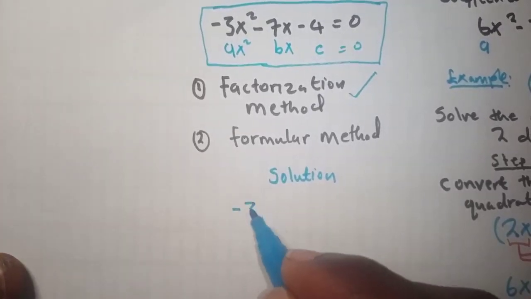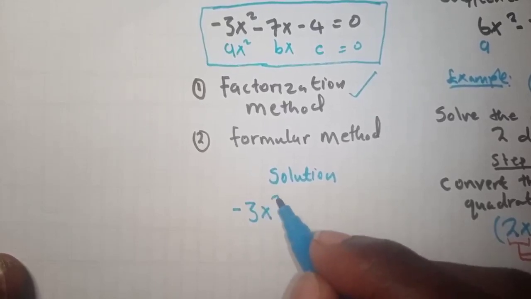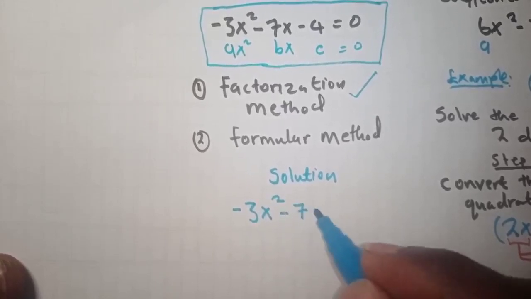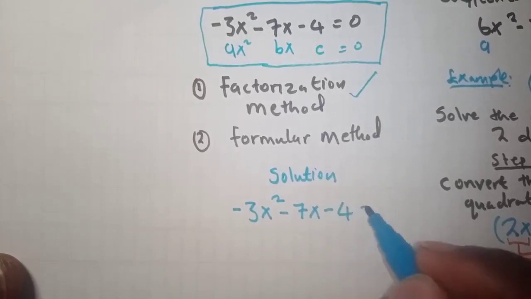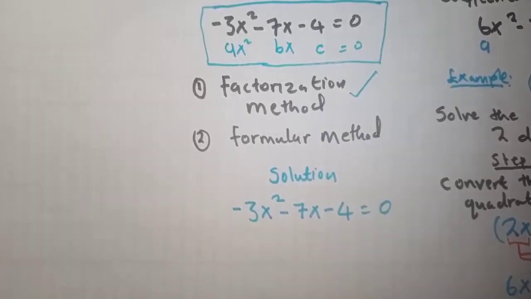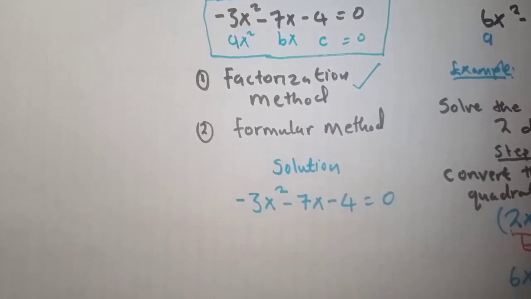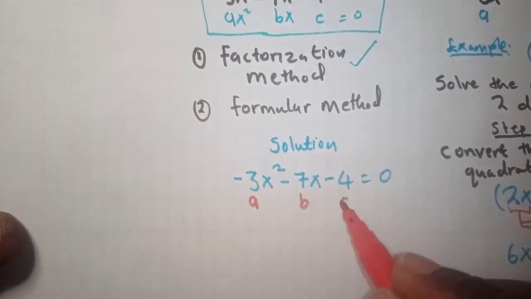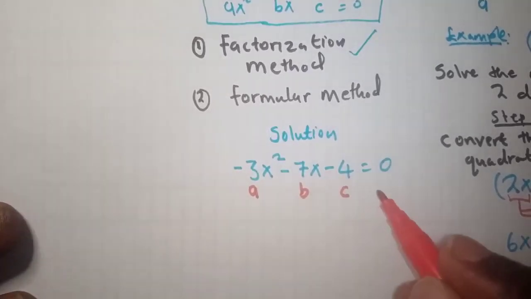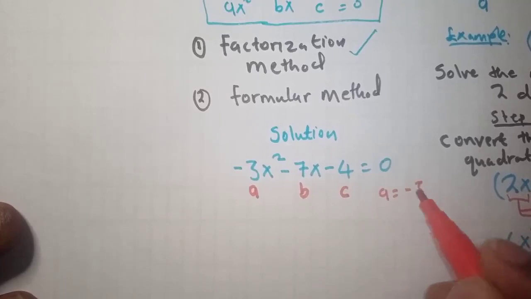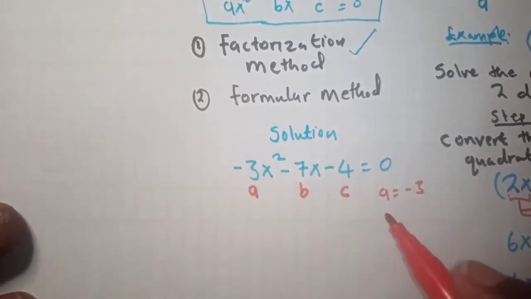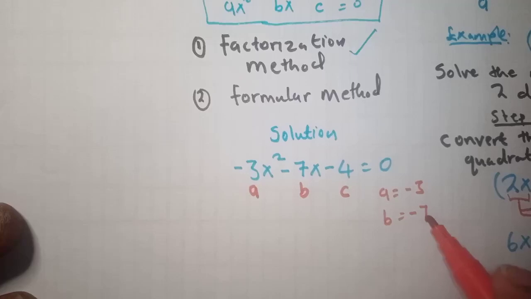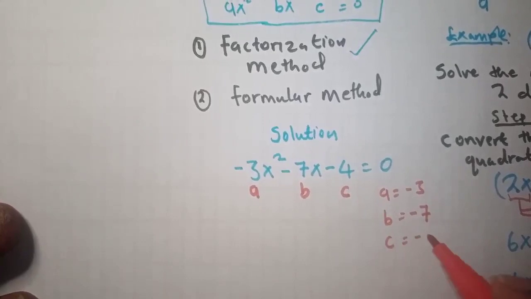So we have negative 3x squared minus 7x minus 4 is equal to 0. Before you do anything, you first do this. You're using the factorization method, so first you need to know your a, your b, and your c. In this case, my a is negative 3. You take them together with their sign. My b is negative 7, and my c is negative 4.